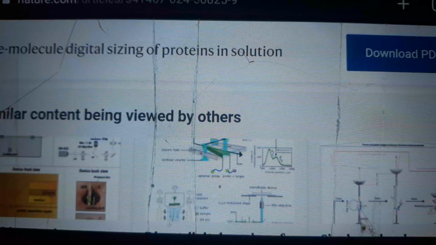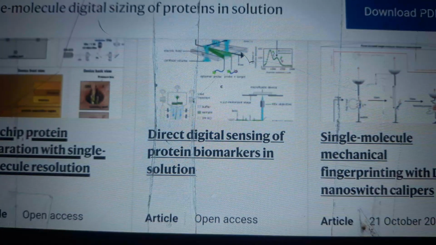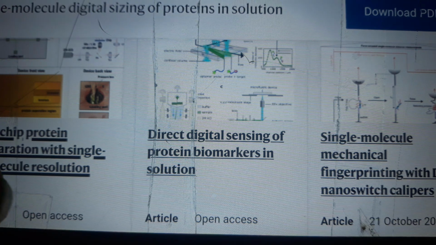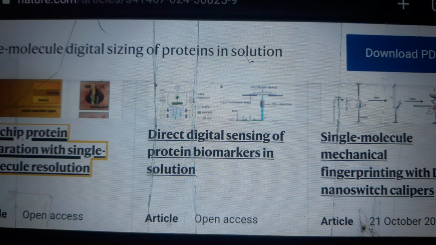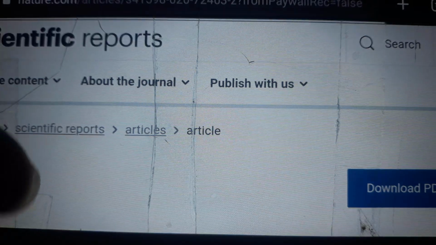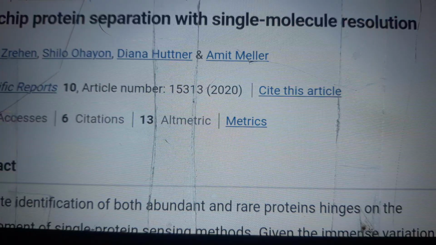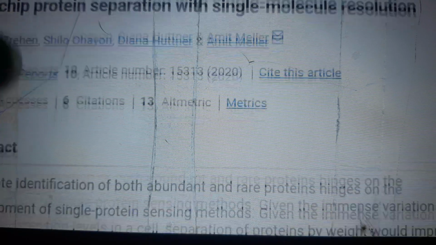Similar content being viewed would be on-chip protein separation with single molecular resolution, direct digital sensing of protein biomarkers in solution, and single molecule mechanical fingerprinting with DNA nanoswitch calipers. So we proceed from SMMDA to the following topic: on-chip protein separation with single molecular resolution, courtesy of Adam Sherrin, Shiloh, Ohayon, Diana Hunter, and Emmett Miller.